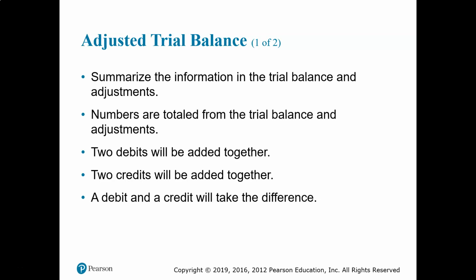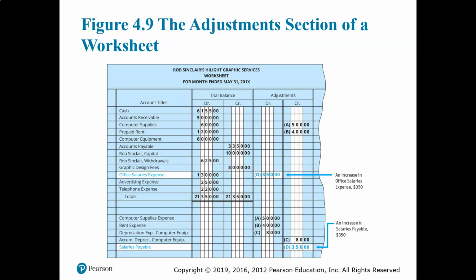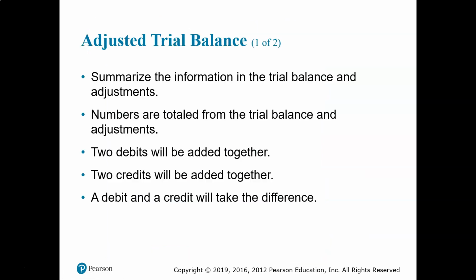Okay, so the adjusted trial balance is the next set of columns, and that summarizes the information in the trial balance and adjustments. They did not total the adjustment column here, but you usually do total the adjustments before moving on to the adjusted trial balance to make sure your debits and credits are in balance. The adjusted trial balance is very similar to the regular trial balance. All you're doing is adding in the adjusting journal entries you did.